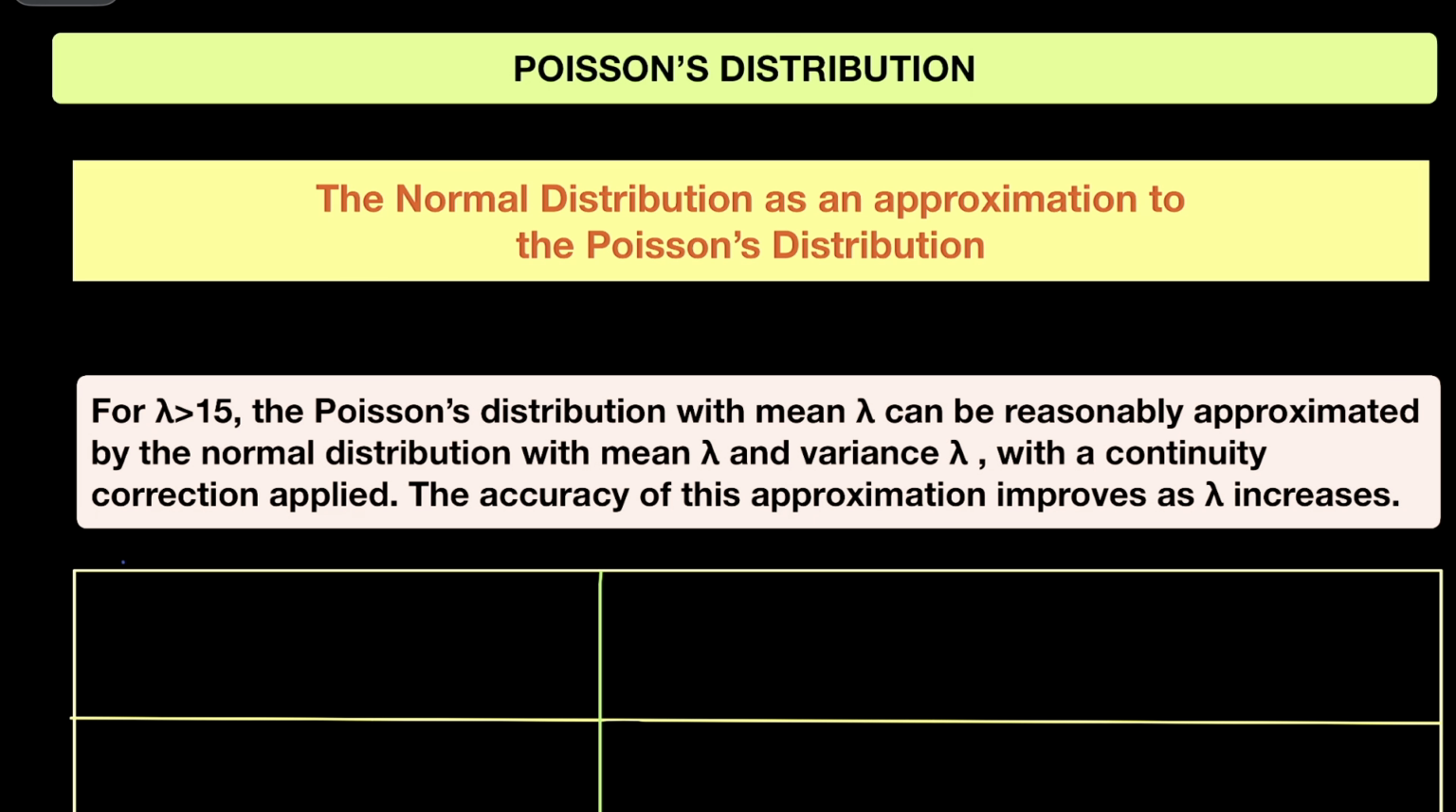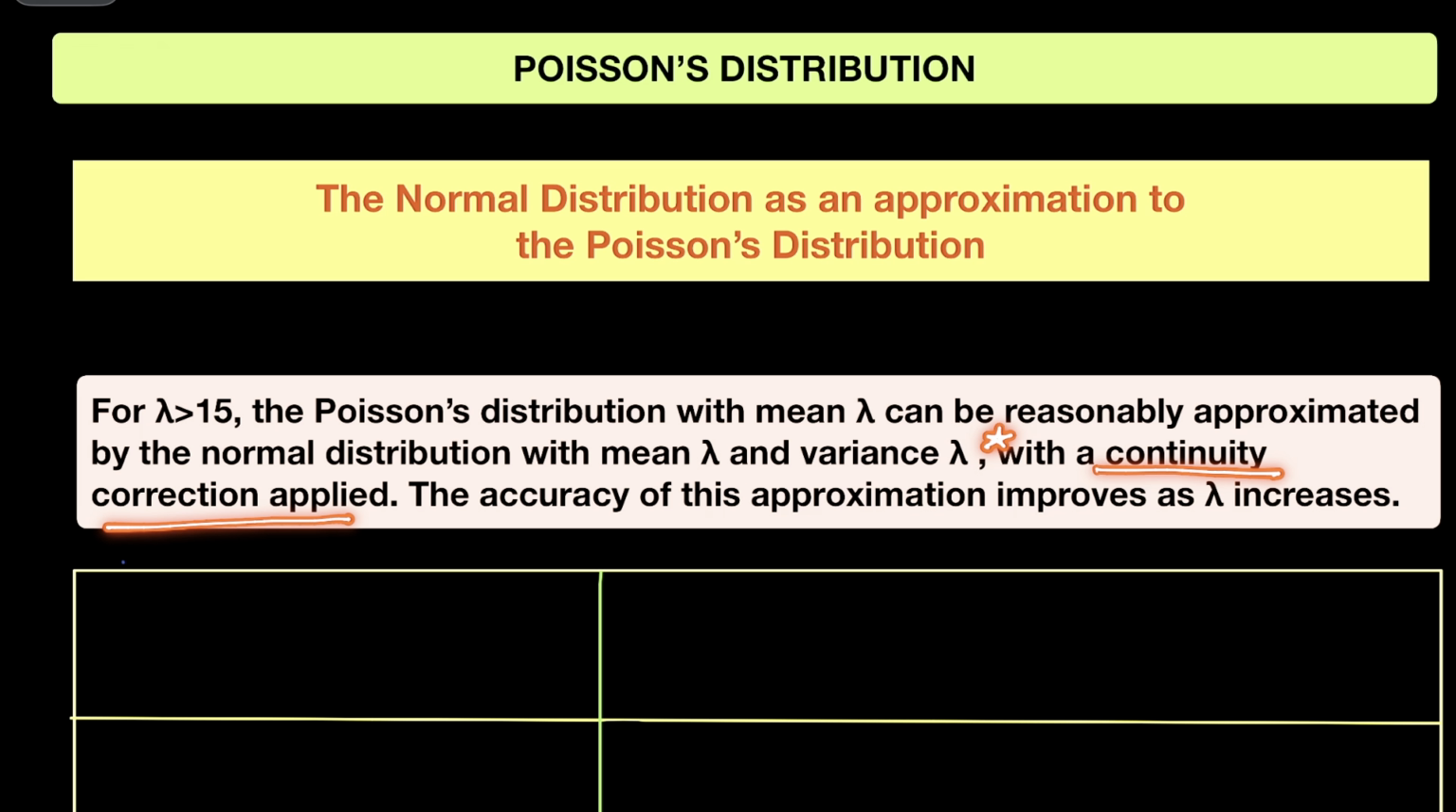Now we have reached the next topic of this particular chapter, that is Poisson distribution: the normal distribution as an approximation to Poisson distribution. Now we are going to approximate a Poisson distribution by using normal distribution. For lambda greater than 15, the Poisson distribution with mean lambda can be reasonably approximated by the normal distribution, where mean is lambda and variance is again lambda. Important part is we will not forget to apply the continuity correction.